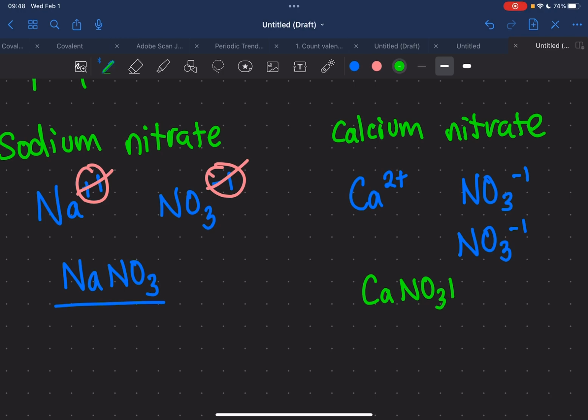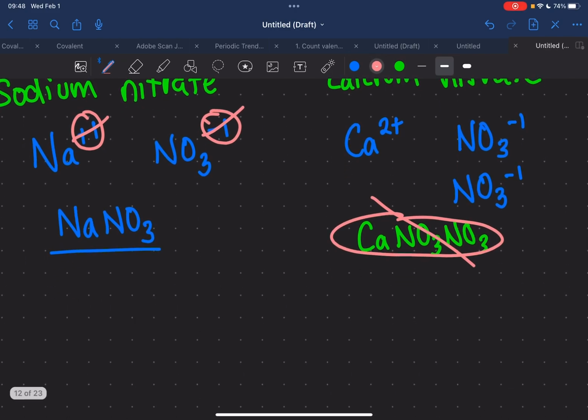All right, so when we go to write the formula for this, we can write CaNO3, NO3. Maybe you want to do it like that. Now, of course, like I've told you many times before, chemists are lazy, and so they would never write it like this. Even if it's technically correct, they're going to want to shorten that somehow. So they're going to do it like this.